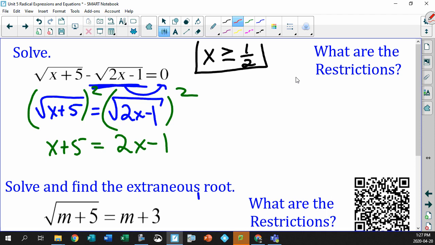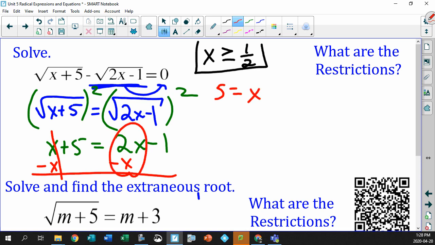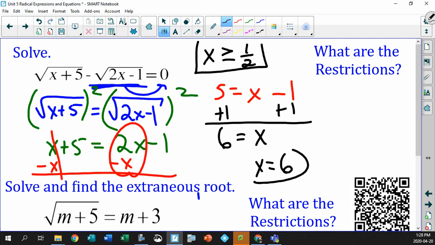All right, so first things first, I'm going to subtract the x from both sides. That's going to cancel that out, leaving me 5 equals 2x minus 1. Now solve for the x. Add 1 to both sides, add 1 to both sides. Look at this. X has got to be equal to 6, or I like to write it this way. Beautiful. X equals 6.